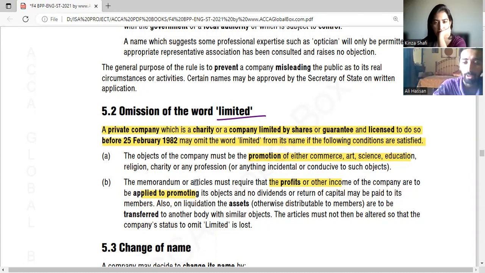The articles must not be altered so that the company's status to omit limited is lost.